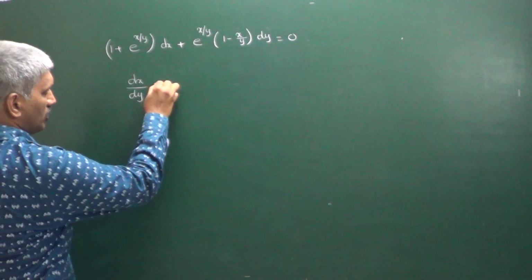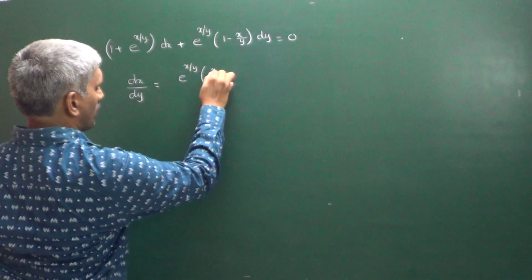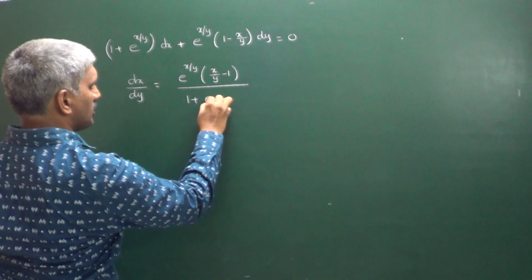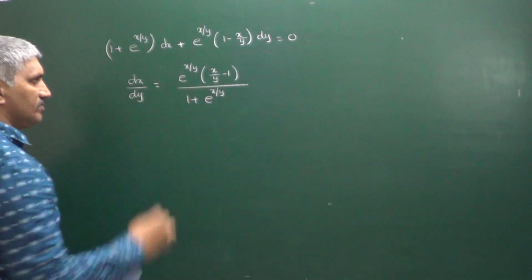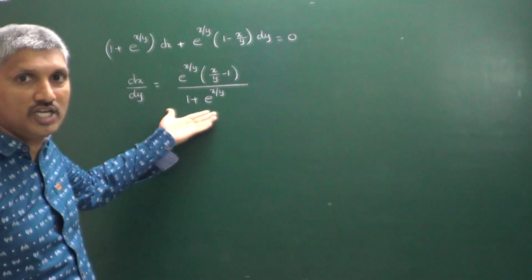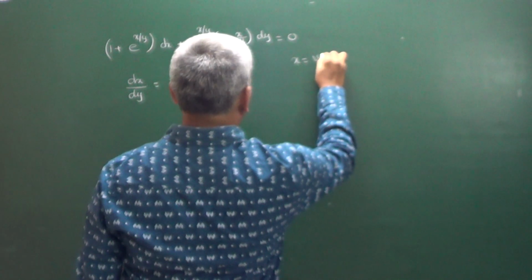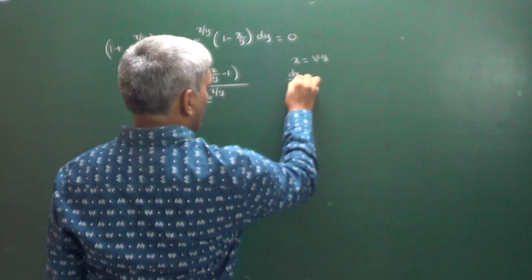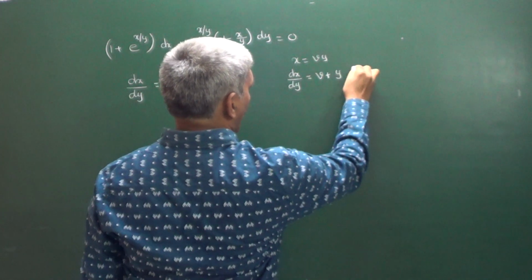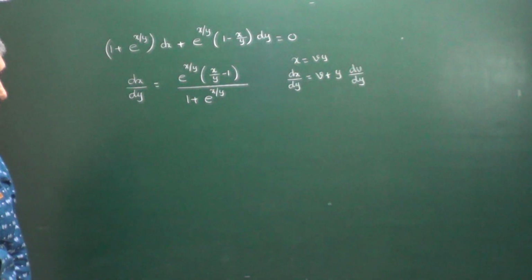dx/dy = e^(x/y)(x/y − 1)/(1 + e^(x/y)). Clear? Now I am taking the substitution because it is also a homogeneous differential equation. We have to take the substitution here: x = vy. So that is the reason we can write dx/dy = v + y dv/dy. We are differentiating with respect to y.